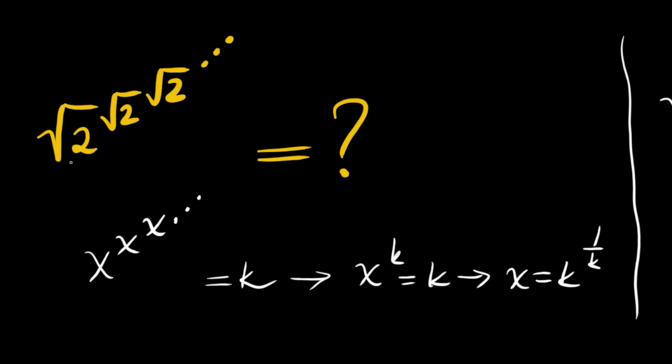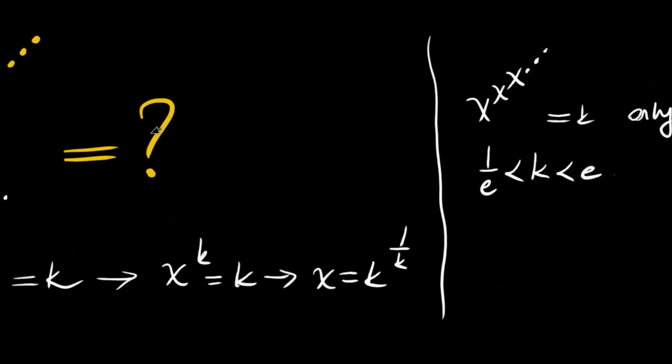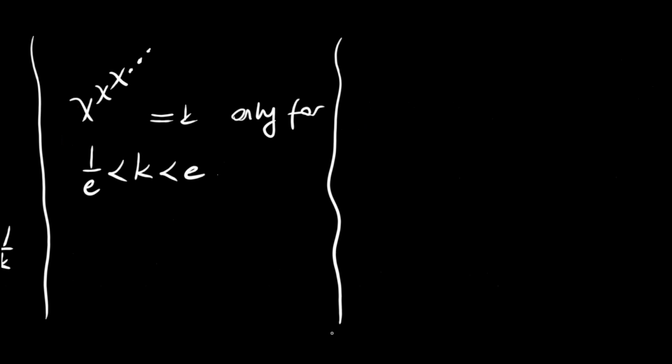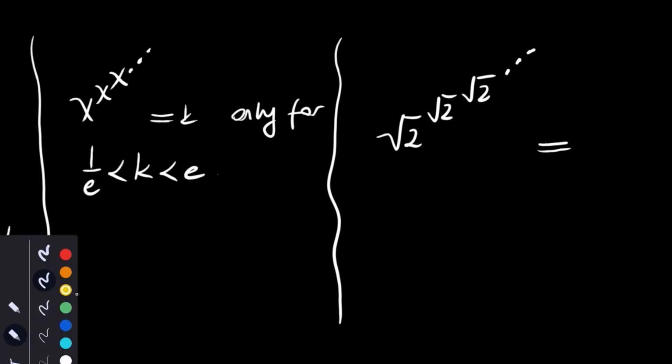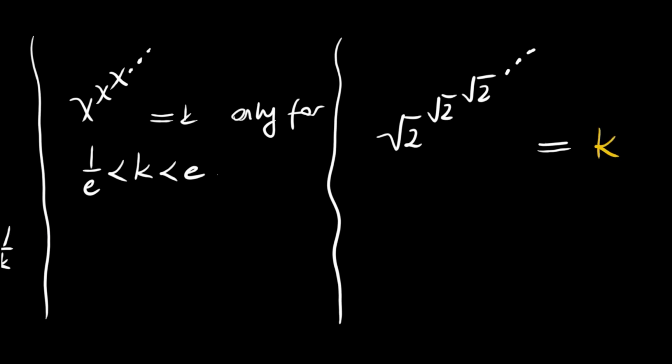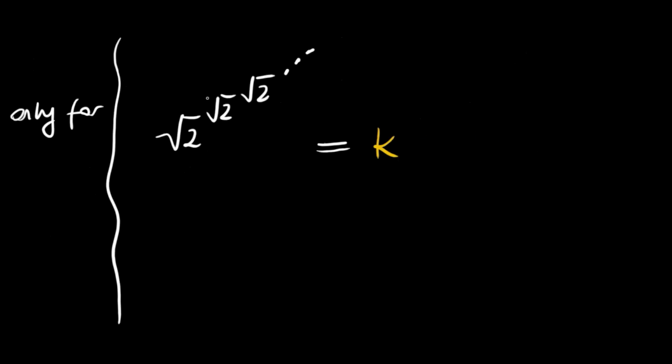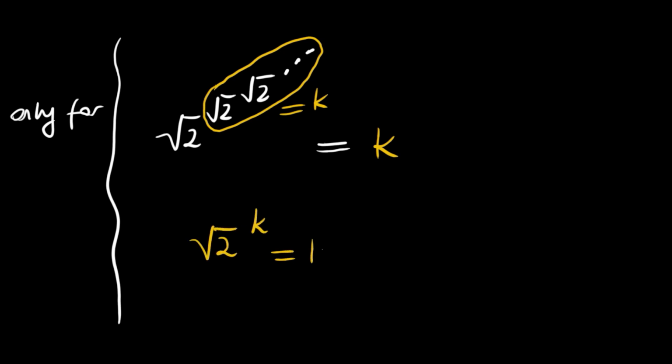Now this root 2 to the power of root 2 to the power of root 2, let me write it again. Here we have root 2 to the power of root 2 to the power of root 2 and so on and so forth. Let me set this equal to some number, let's say k. Then, my friends, this part here is also infinite and it is also root 2 to the power of root 2 to the power of root 2. So this should also be equal to k. Then we will have root 2 to the power of k is equal to k.